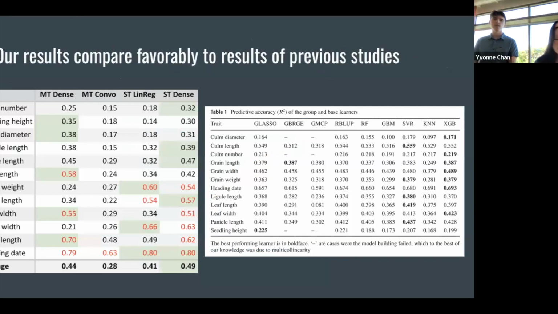And then, yeah, our results compare favorably to results of previous studies. You can see on the diagram on the right, that is the results from a previous study. And on the left, those are the results of our study. So you can definitely see that certain traits have higher heritabilities. It's reflected in both tables. And then some traits are higher than others, like heading dates.